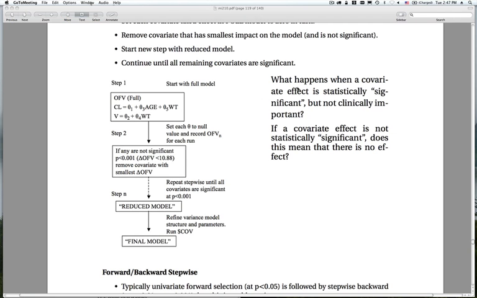But I'm going to suggest a couple of questions here that we'll get back to later. What happens when a covariate effect is statistically significant but not clinically important? And that's a conundrum that faces most analysts doing this sort of work. And what about that covariate effect that's not statistically significant? Does that also mean that there's no clinically important effect? And oftentimes that's the interpretation, but as you'll see, that's not the correct interpretation.